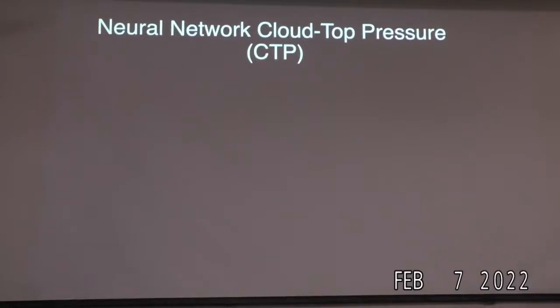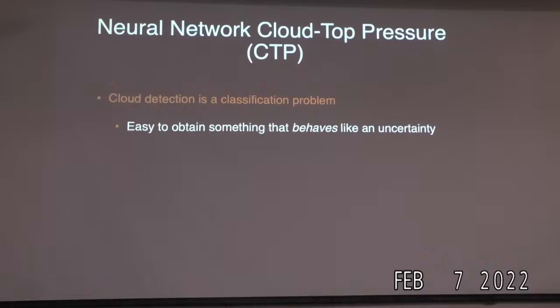Okay, the next part of this presentation is going to be about neural network cloud top pressure. Cloud detection was a classification problem. We're estimating the probability of a pixel belonging to either clear sky or cloudy. And it's pretty easy to obtain something that behaves like an uncertainty in that case. It's not exactly an uncertainty, but under certain circumstances we can treat it like one.